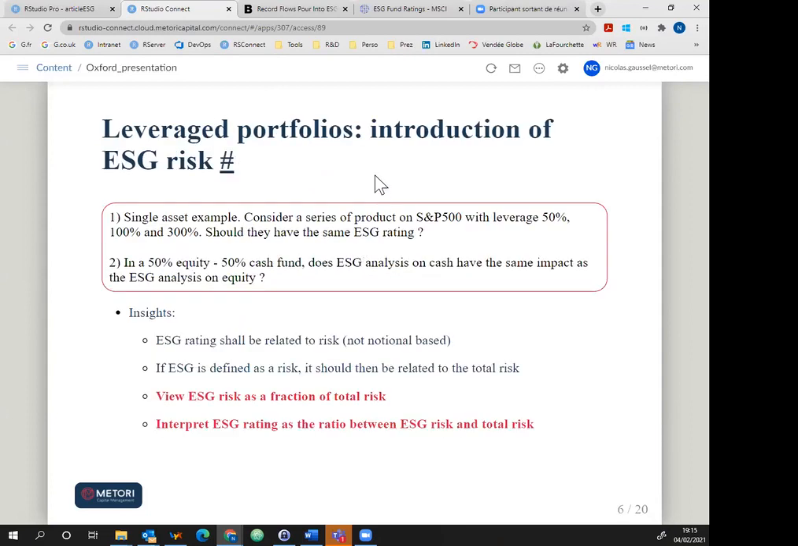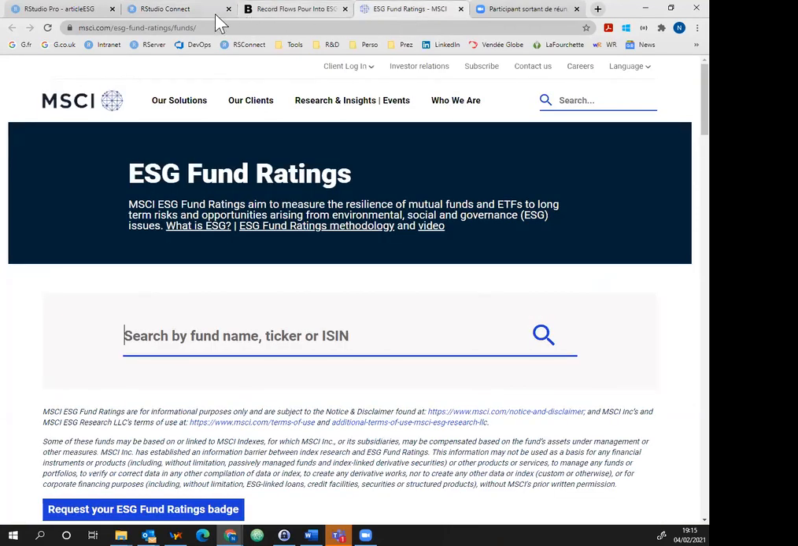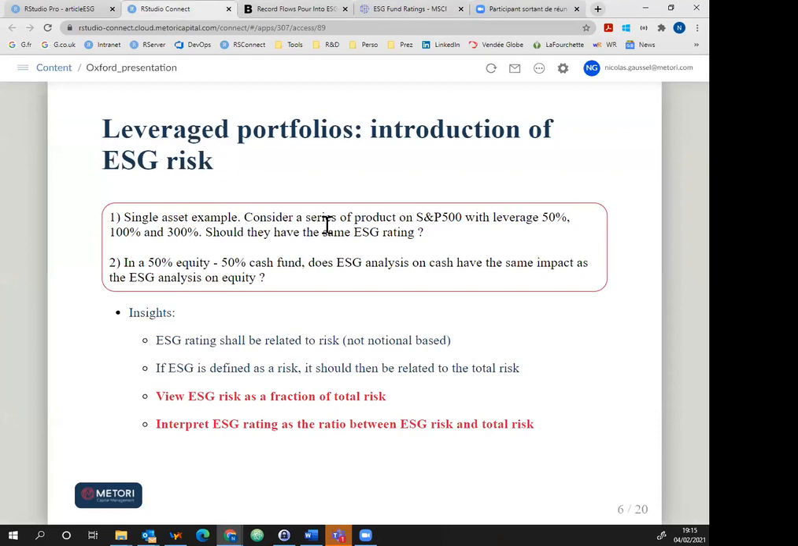Okay, so as discussed, sometimes when they communicate, MSCI and Morningstar talk about ESG risk or ESG rating. So if it's a risk, it should be proportional somewhere to the size. If it's a rating, it cannot be, because it belongs to the range [0, 1]. So there is a normalization, which is very important here. And there is also a notion of whether it has to be notional based or risk based. Because if it's a risk, obviously the notional can be a very misleading indication of the risk.